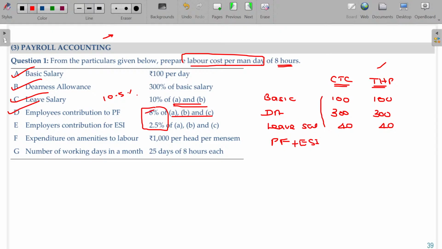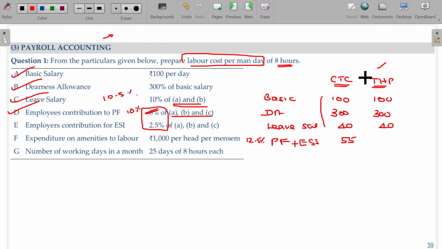I think in the latest book it is changed into 10%. Cross verify. Yeah, okay. You can make it 10%. Then 10 plus 2.5, 12.5% will be calculated. So 12.5% on this value being 55 rupees. This is nothing but employer's contribution.